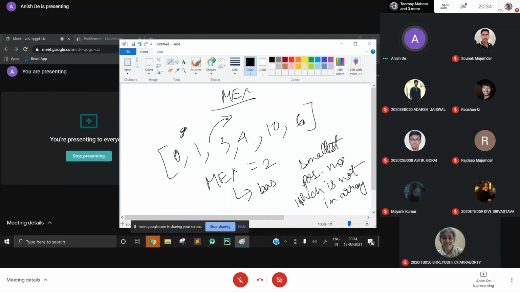Nothing else. This is just a terminology, not an algorithm. You will get these terms in various problems. So I told you the meaning of the term. Mex is just the smallest number which is not present in the array.